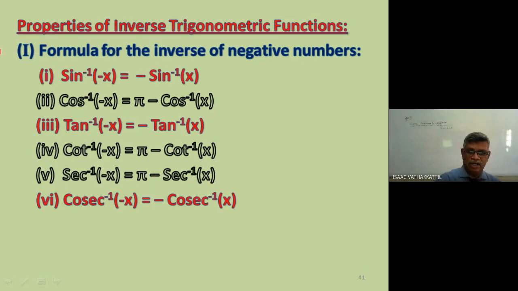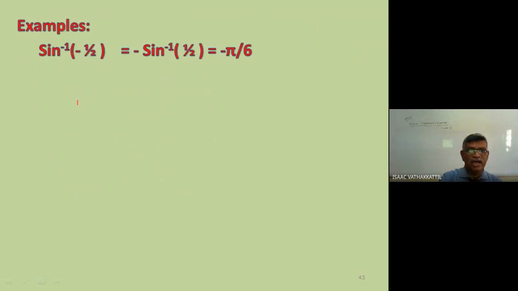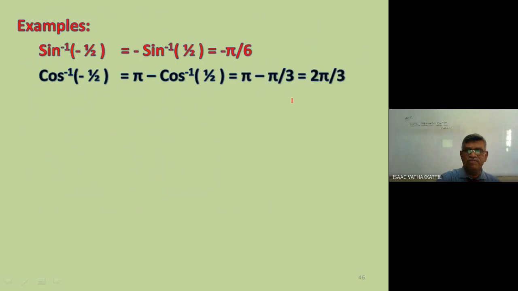Further, let us proceed with some examples here. Sine inverse of minus half is directly minus sine inverse half, that is minus pi by 6. Whereas cos inverse of minus half will be pi minus cos inverse half. Here now things are very simple. Cos inverse of minus half is pi minus cos inverse half, that is pi minus pi by 3, that is 2 pi by 3.